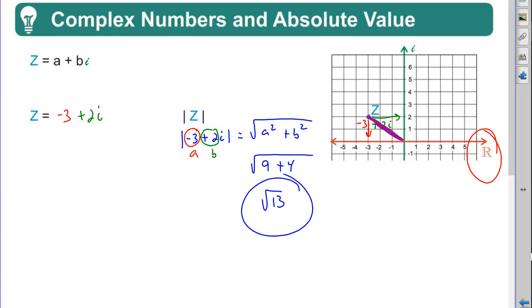We'll talk in the next quick review on how to multiply them and talk about the i's and such.